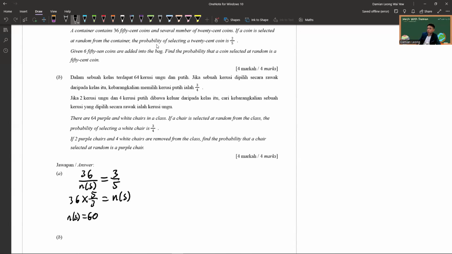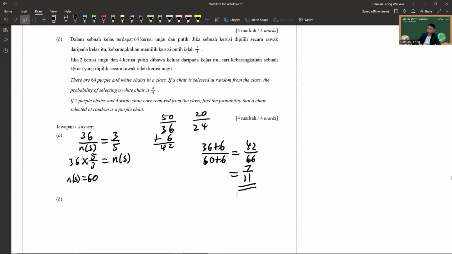So initially there are 36 50-cent coins. Total 60 means 24 20-cent coins. So I add another 6 50-cent coins. So 36 plus 6 becomes 42. Means 36 plus 6 over total 60 plus 6. Yeah, 42 over 66, 7 over 11. That's the probability.